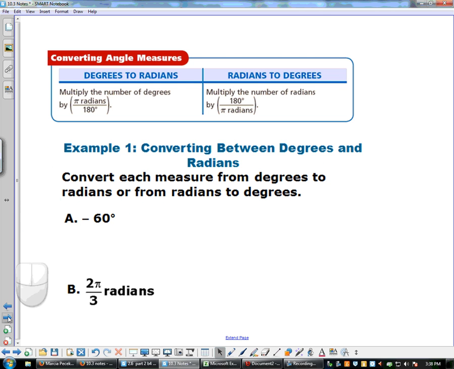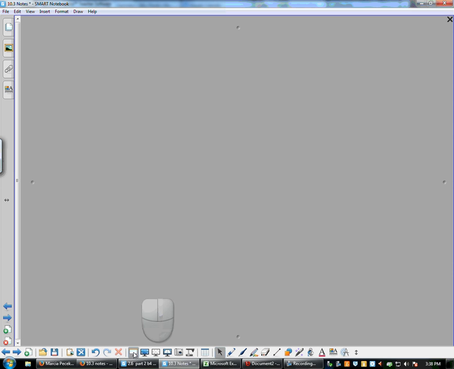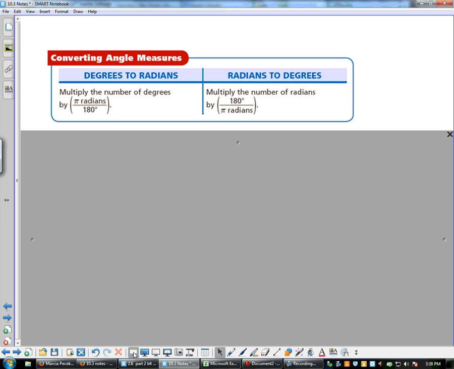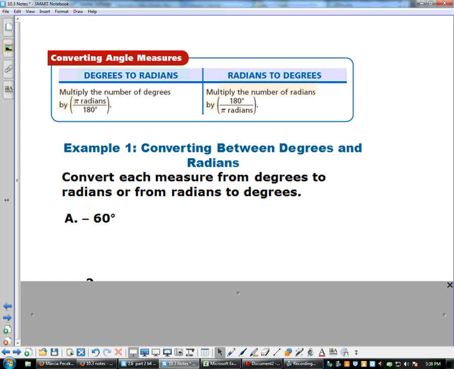Okay, so that means that if you want to convert from degrees to radians, you just need to multiply the number of degrees by pi radians over 180. And if you want to convert from radians to degrees, it's just the reverse. You'd multiply by 180 degrees over pi radians. Let's take a look at an example. So convert from degrees to radians or from radians to degrees.